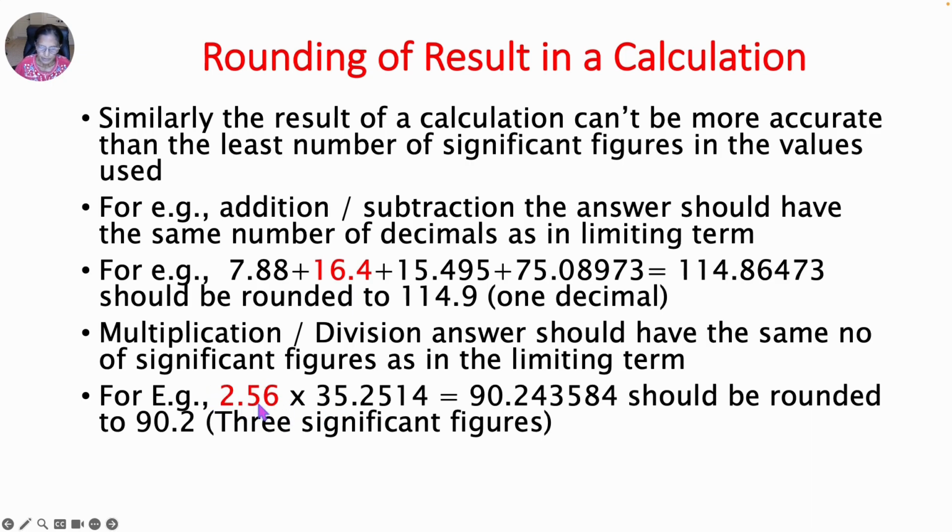If you multiply 2.56 by 35.2514, you get 90.243584. But the limiting term has 3 significant figures, so this should be rounded to 3 significant figures. The last digit 4 gets dropped. 8 is greater than 5, so this becomes 6. 6 is greater than 5, so this becomes 4. The 4 gets dropped, and you have only 90.2 ultimately. So 90.2, with 3 significant figures, the least limiting significant figures, is the answer.